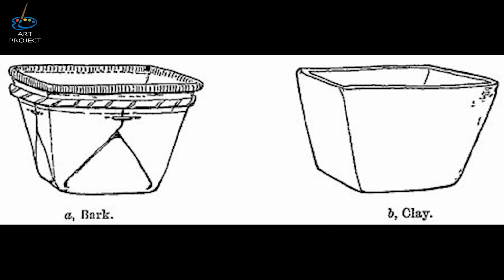A vessel of rectangular outline might originate in wood or bark. In figure 469, A, we have a usual form of bark tray, which is possibly the prototype of the square-rimmed earthen vessel given in B.